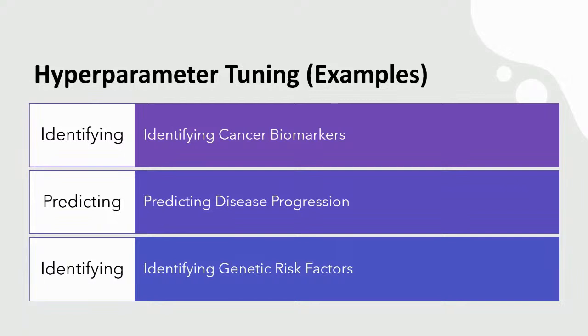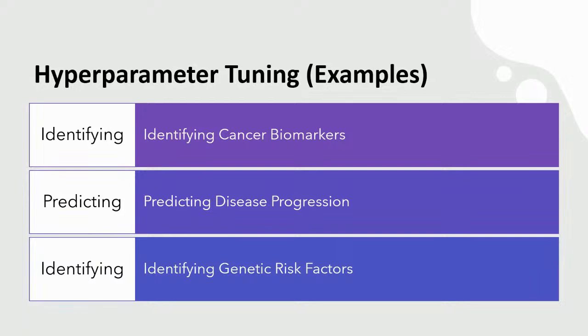Hyperparameter tuning can be used to improve the accuracy of models used to predict disease progression in patients with chronic diseases such as diabetes or heart disease. The model is trained on labeled data of patient outcomes and can then be used to identify the most important features for predicting disease progression. Hyperparameters such as learning rate, batch size, and optimizer can be optimized to improve the model performance.